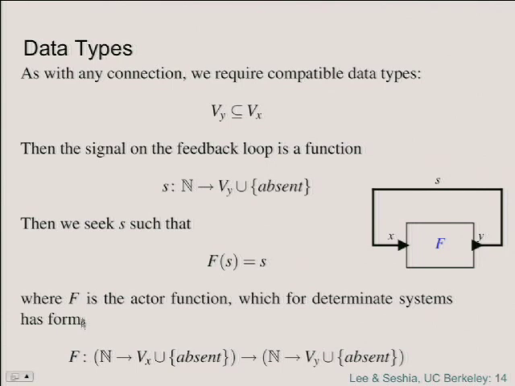Okay? And so our type constraint is simply that the alphabet at the output has to be a subset of the alphabet at the input for state machines. Okay? So we're looking for a fixed point of a function whose domain is a set of functions and whose range is a set of functions.